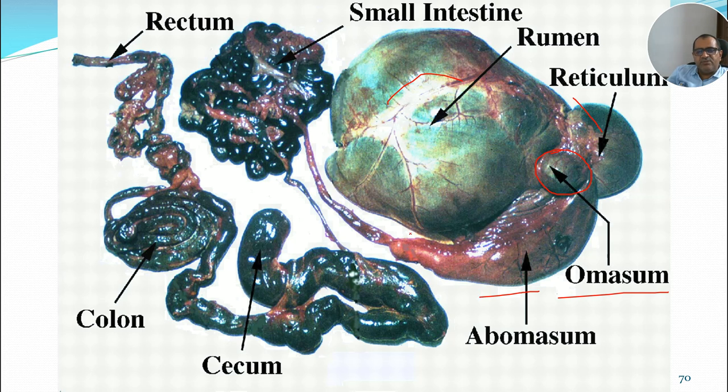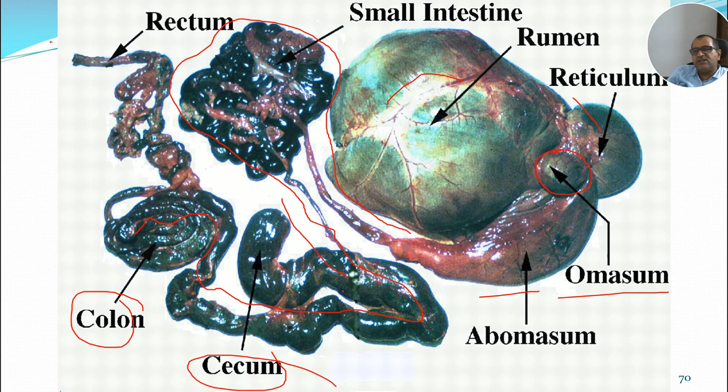Then after the abomasum, you can see that the intestine starts, the small intestine. Then it joins with the large intestine. Then the large intestine includes the ileum, rectum, cecum, and the colon. So the colon is the end part, and cecum. Cecal digestion is also present in the case of ruminants. Ultimately, dung is voided through the rectum. So starting from the esophagus, it ends with the rectum.